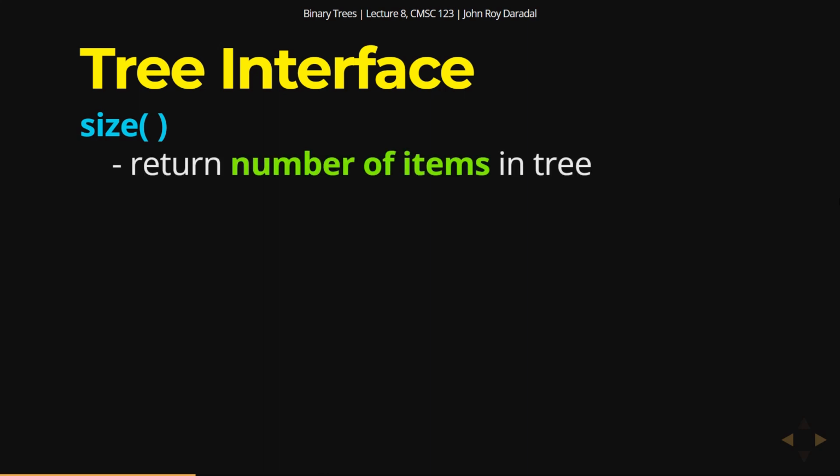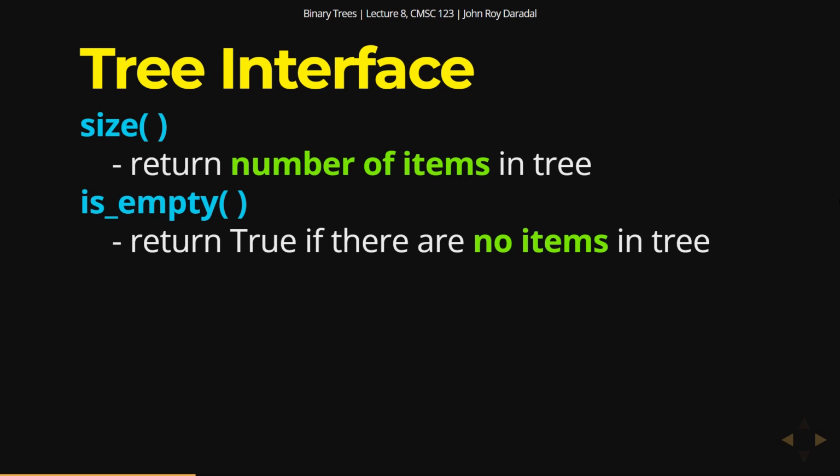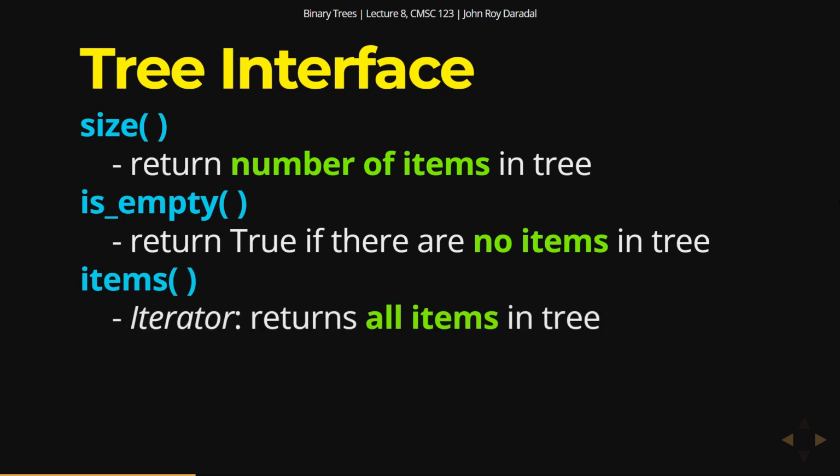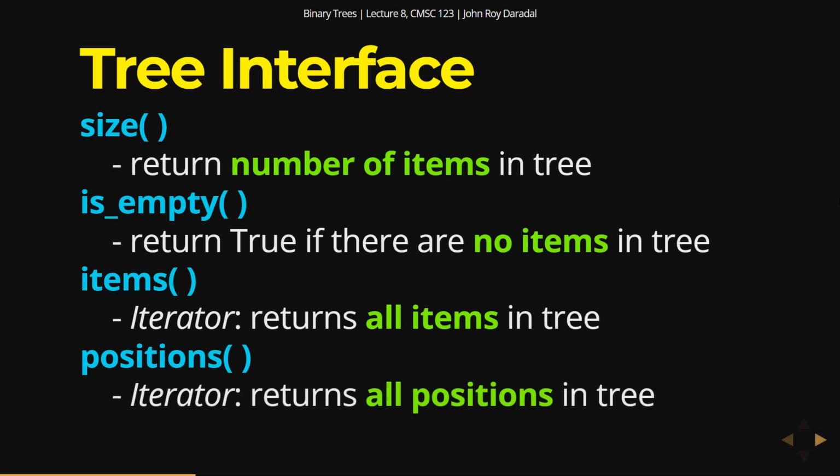So of course you have size, which is the number of items in the tree. Is empty returns true if there are no items in the tree. Okay, so if the tree is empty. And then items would be an iterator to return all items in the tree. Okay, so all of the contents of the tree. Now this is different from positions. It's similar but different because it's also an iterator, but instead of returning all items, it will return all the positions. Okay, so the nodes. Okay, the positions in the tree. So it's not the item itself, but the position. Okay, so we have two iterators, items and positions.